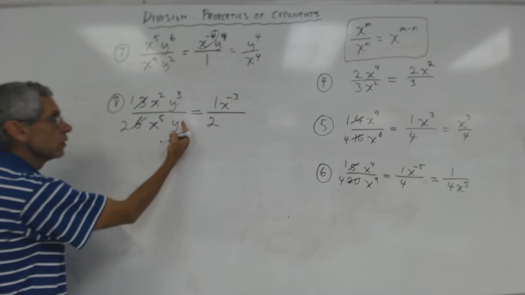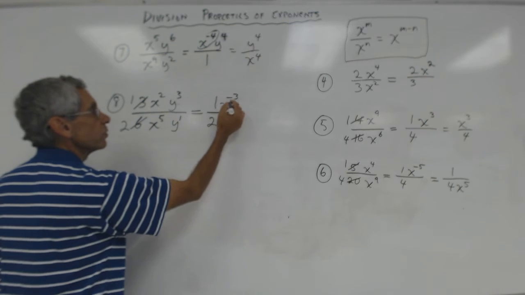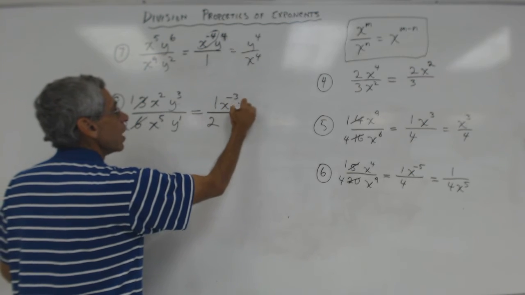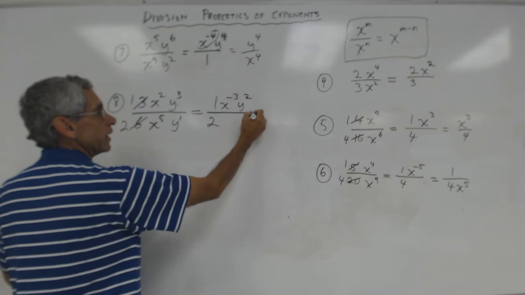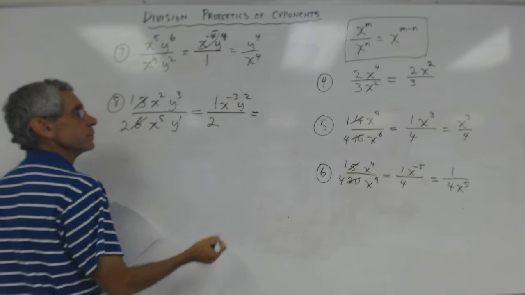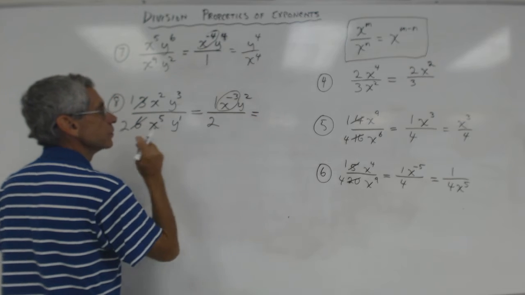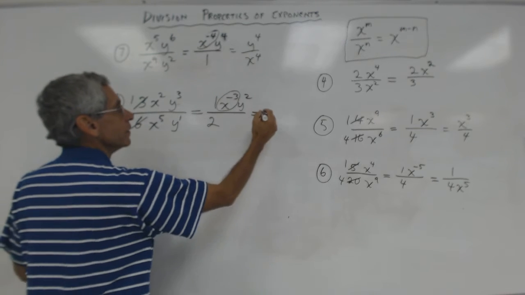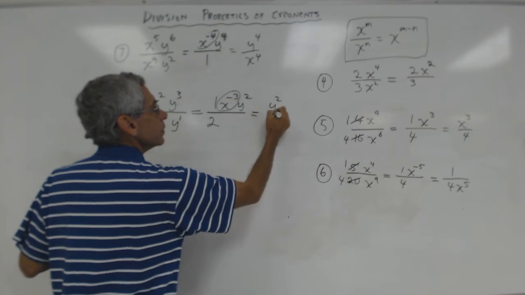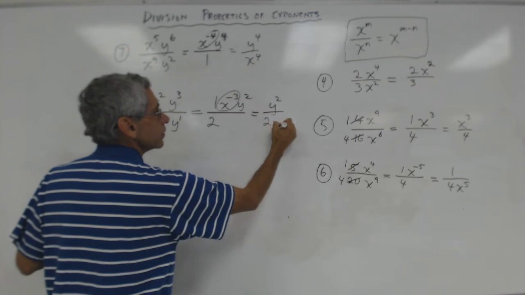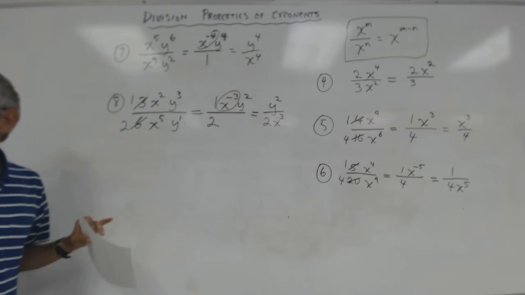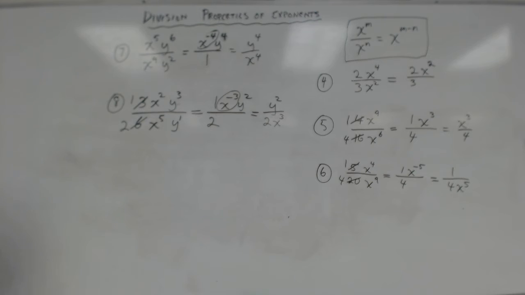Because there's an imaginary 1 there. 3 minus 1, which is 2. Y squared. So my final answer is what? I'm going to bring this 2x to the 3rd. Wait, it's y to the 2nd. Yes. 1 y to the 2nd over 2x to the 3rd. Yes. Right? Does that make sense? See what I did? Yeah.